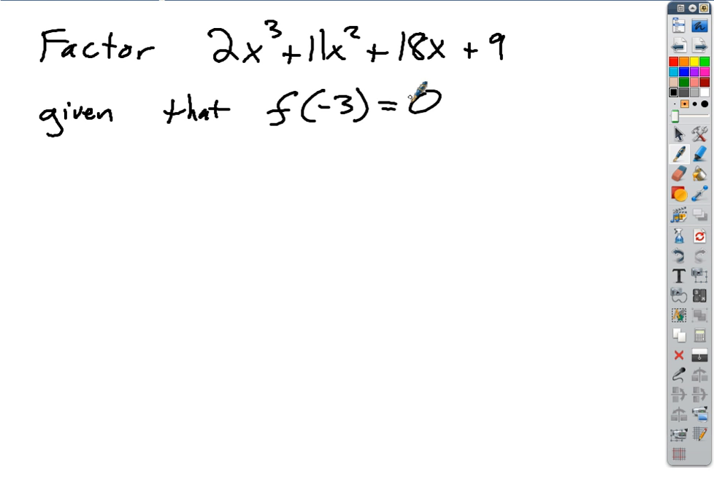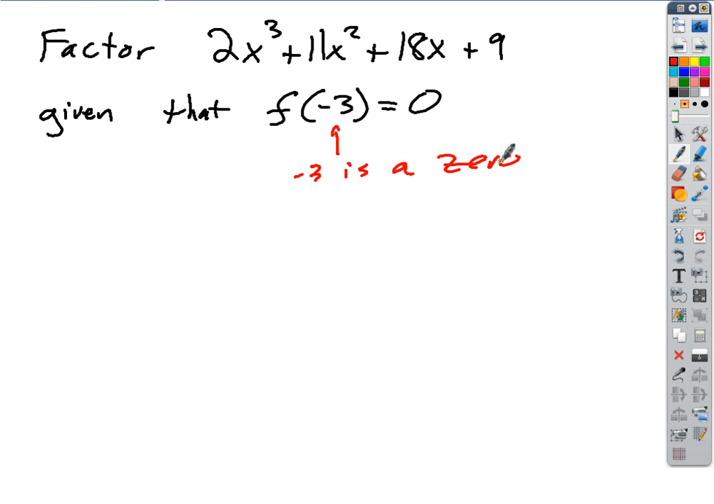Now, think what they're telling us with this information. They're giving us some polynomial, and they're asking us to factor it, given that f of negative 3 is a 0. So in other words, when x equals negative 3, the value of the function is 0. So negative 3 is a 0 of the function, right? So what does that mean? How does that relate to the synthetic division stuff we just did?